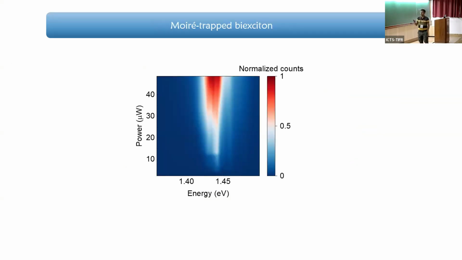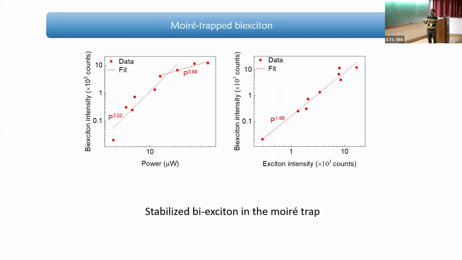And so I'll probably stop here. We see these biexcitonic features also. With power, it goes like P to the power 3. If we plot with respect to the exciton, it is like 1.68, which is very interesting. What we are really saying is that this is on the red side of the exciton, which is interesting because what people believe is that it's very difficult to stabilize a biexciton in a Moiré pocket simply because of Coulombic repulsions.